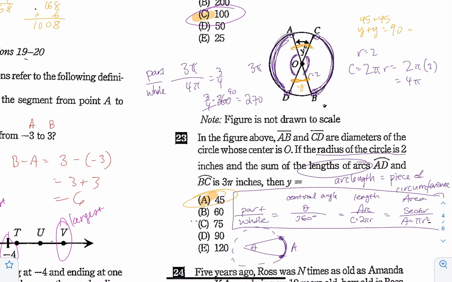Again, you use the fact that everything for a circle is proportional in terms of part over whole. So this is the angle, the arc length, as well as the area. Because everything is proportional, you can just use part over whole to find the central angle for the left and the right pieces, which will be half of 270, which is 135. And then y would be 45 degrees to fill in the 360.